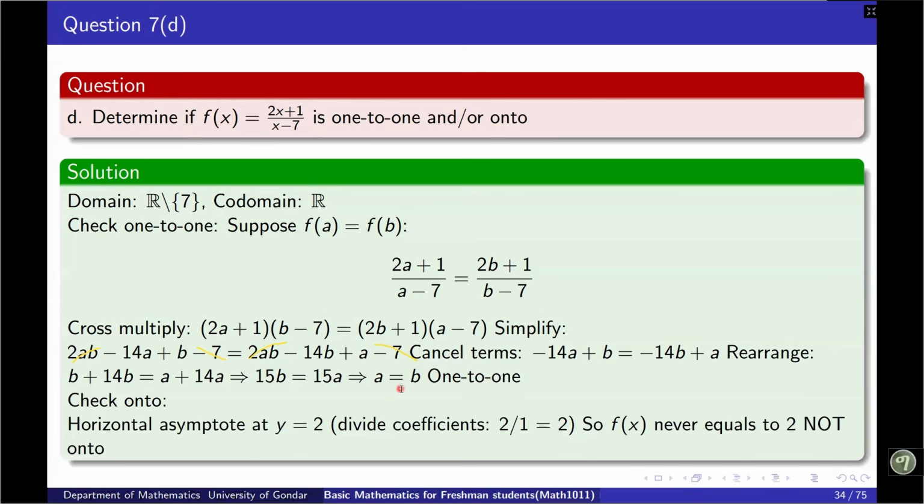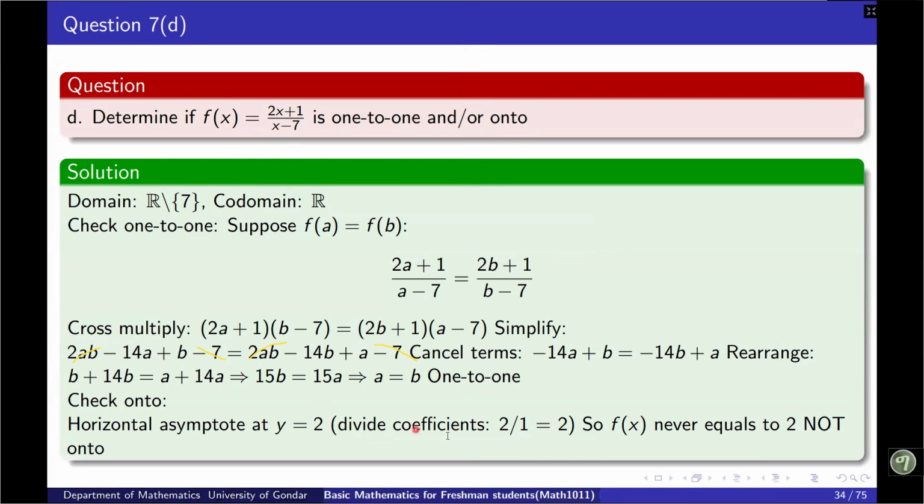For onto-ness, there is a horizontal asymptote y is equal to 2. This is a rational function with the same degree for the numerator and the denominator, so the quotient of the leading coefficients of the two polynomials can be taken as the horizontal asymptote for the graph of the given function. That is why y is equal to 2, which is 2 over 1, because the coefficient of the numerator is 2 and the coefficient of the denominator is 1, so 2 over 1, or 2, is the horizontal asymptote.